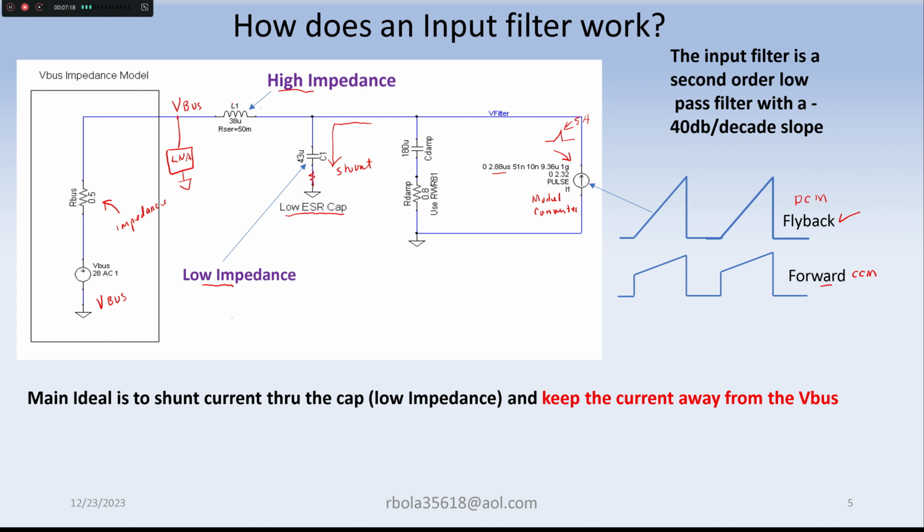And then the inductor presents a high impedance. That way, when the current is coming this way, it looks at this path, and the current will choose the lower path, which hopefully will be through the capacitor, while the inductor shows a high impedance path. Now the main idea is you want to keep the current in the V bus, you want to minimize it.